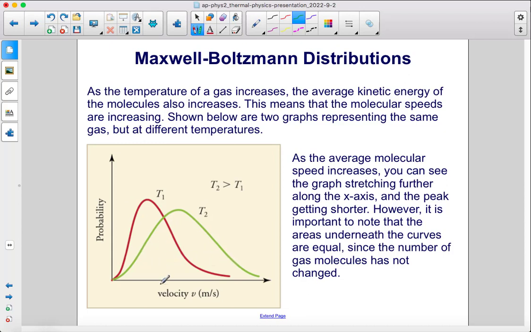As the average molecular speed increases, you can see the graph stretching further along the x-axis this way, and the peak getting shorter. So it was up here, and now it's down here. So the peak has moved to the right and down that way. However, it is important to note that the areas underneath these two curves are equal, since the number of gas molecules has not changed.